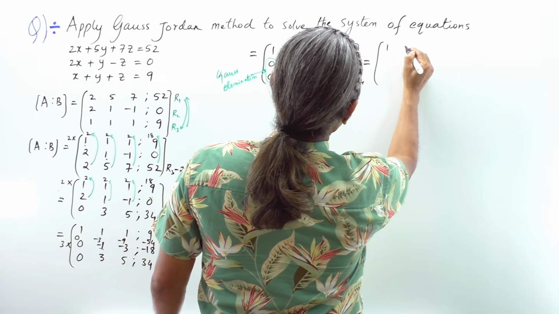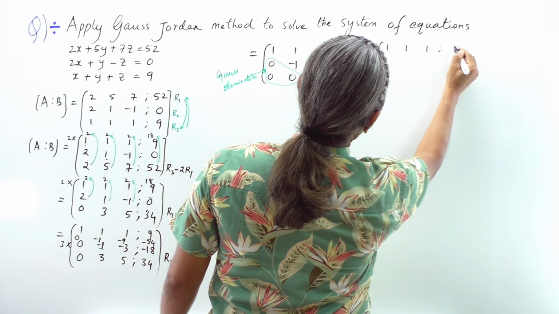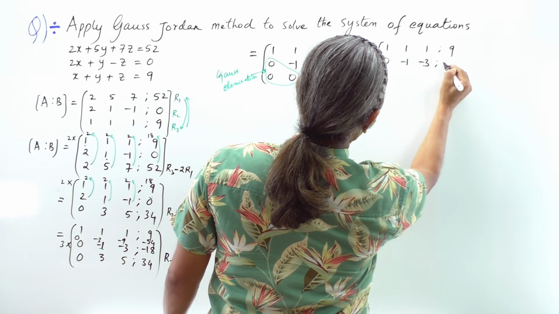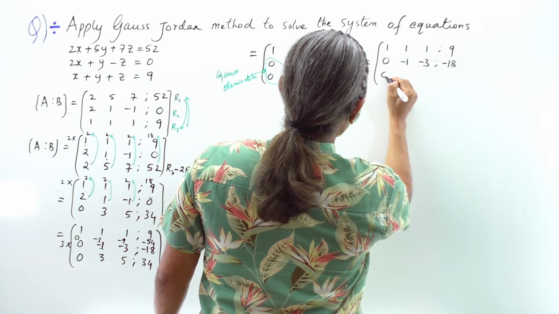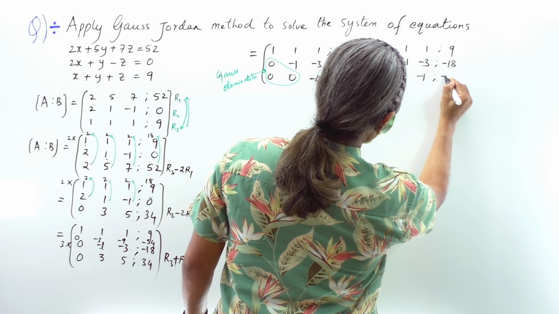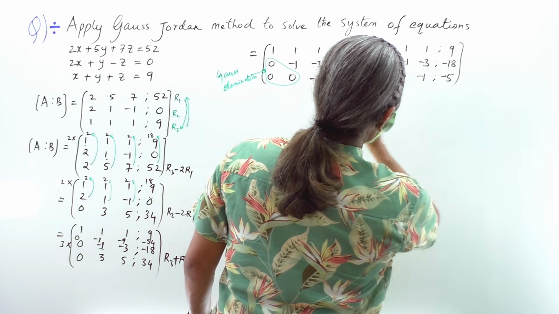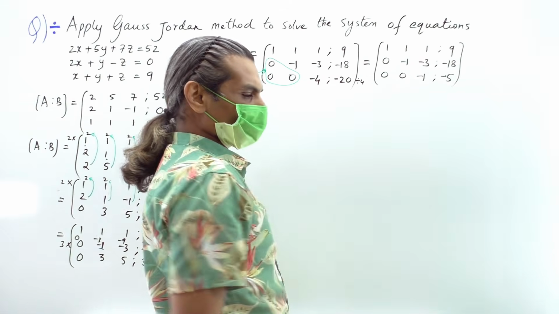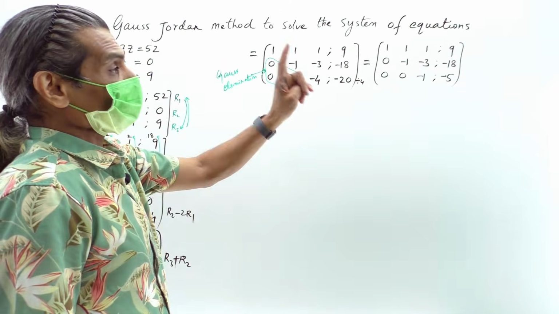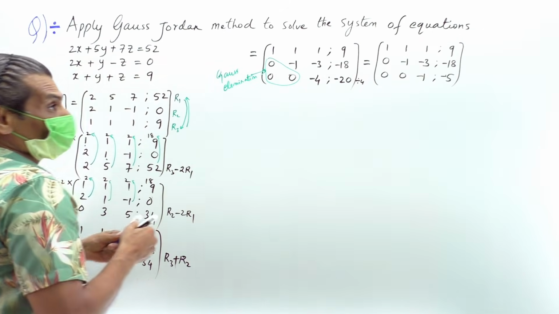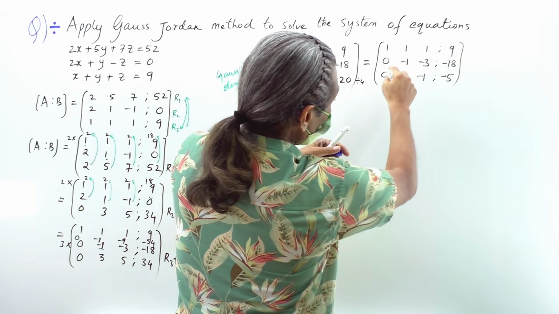So this will be 1, 1, 1, augmented 9; 0, minus 1, minus 3, augmented minus 18; 0, 0, 4 ones are 4, 4 fives are 20. Be careful about the signs here. Beautiful. Now till here is the Gauss elimination method, but you don't need that. We need to follow the Gauss Jordan method.